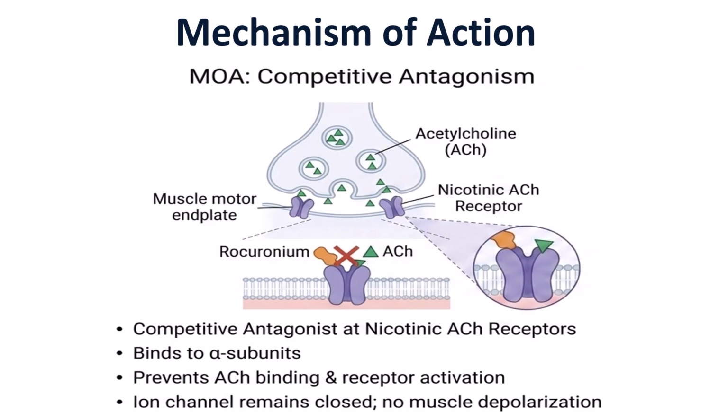Like all non-depolarizing neuromuscular blocking agents, rocuronium acts as a competitive antagonist at nicotinic acetylcholine receptors located on the postsynaptic membrane of the neuromuscular junction. It binds specifically to the alpha subunits of these receptors and prevents acetylcholine from binding and activating them. As a result, the receptor ion channel remains closed, sodium cannot enter the muscle cell, the motor end plate fails to depolarize, and a muscle action potential is not generated. This prevents muscle contraction and produces reversible skeletal muscle paralysis.